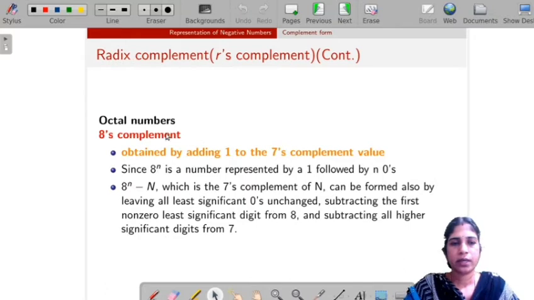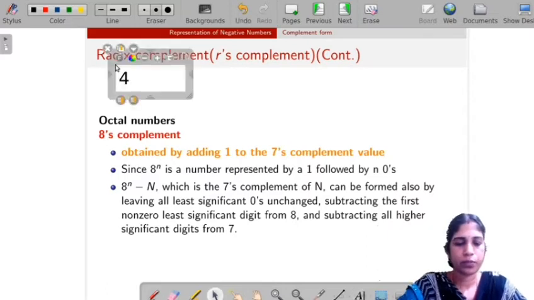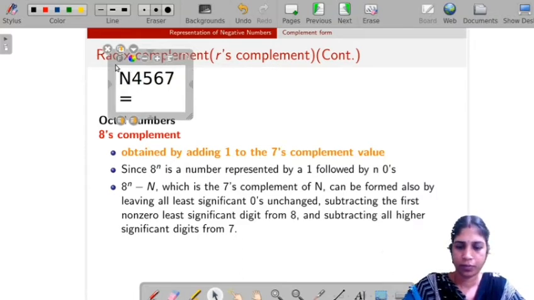Next, in the case of radix complement for octal numbers, it is called the 8's complement. The 8's complement of a number is obtained by adding 1 to the 7's complement. Suppose the number is equal to 4567.